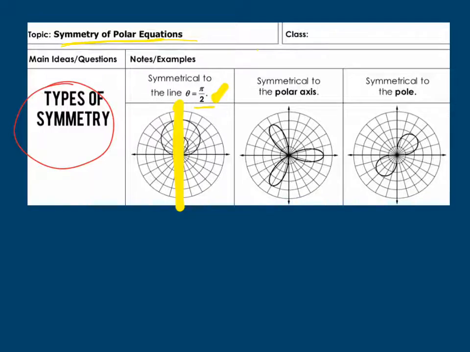Then it can be symmetric to the polar axis, which is this line right here, your usual x-axis, but we call that the polar axis. So remember, you don't call this the y-axis, you call it theta equals pi over 2. And this one you call the polar axis, not x. And symmetric to the pole would be the same as being symmetric to the origin on a coordinate plane. So those are the three types of symmetry that you have for these types of equations.